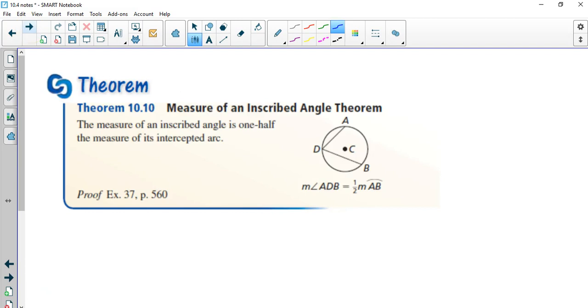Now, new theorem for you today. Measure of an inscribed angle theorem. The measure of an inscribed angle is 1/2 the measure of the intercepted arc. So remember, careful on this one. The measure of the central angle is the same as the measure of the arc. But when we pull this out and it's on the edge, not from the center, we have to take that same arc and divide it by 2.